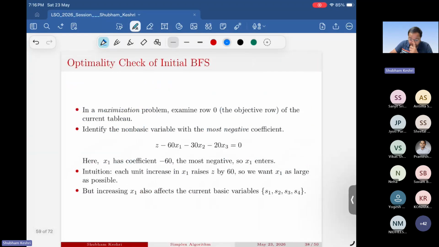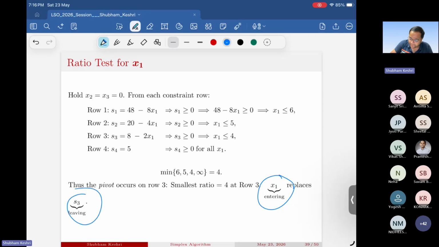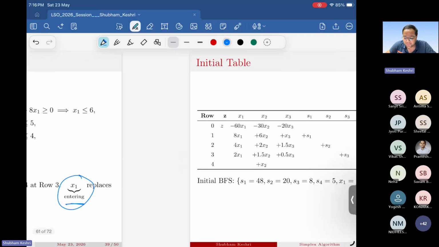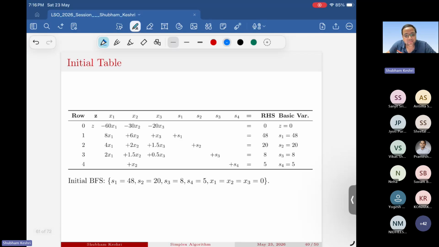So this is what I have written. Yes, we have identified the entering variable and we have identified the leaving variable. So x1 is the entering variable and s3 is the leaving variable. Any doubt? If you don't have any doubt, then we'll move to the second tableau.